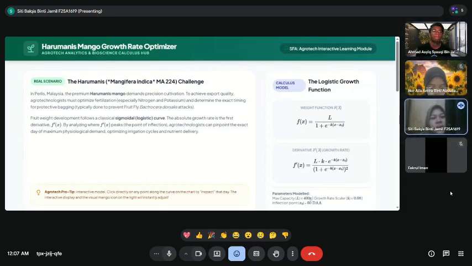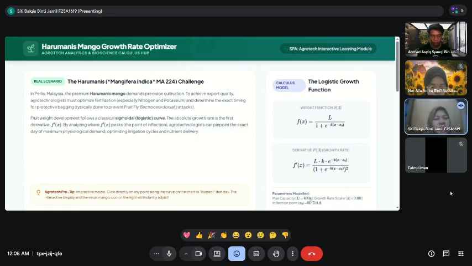f'(x). Through this interactive app, we have calibrated the model parameters using authentic local data. Max capacity L is 400 grams, representing the target maximum fruit weight. Growth rate scale k is 0.08, inflection point x0 is 60 DAA, which stands for days after anthesis, or days post-pollination.